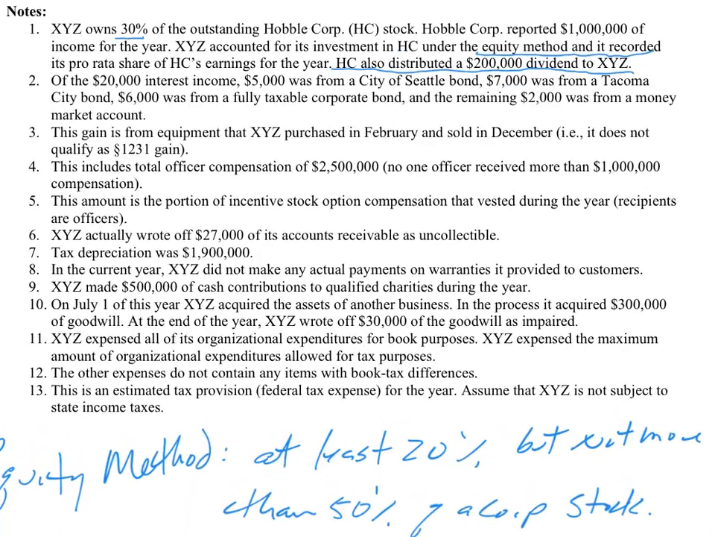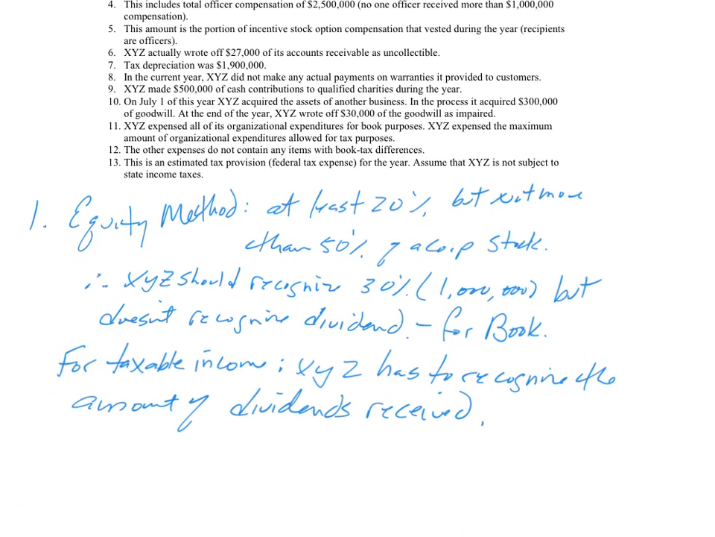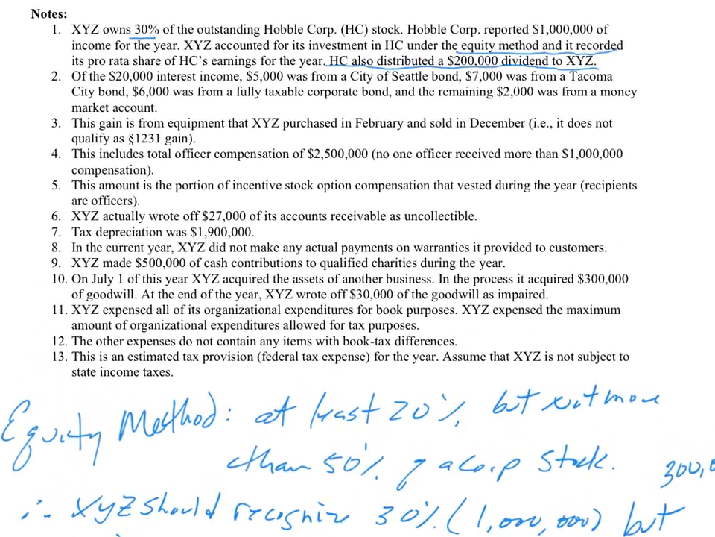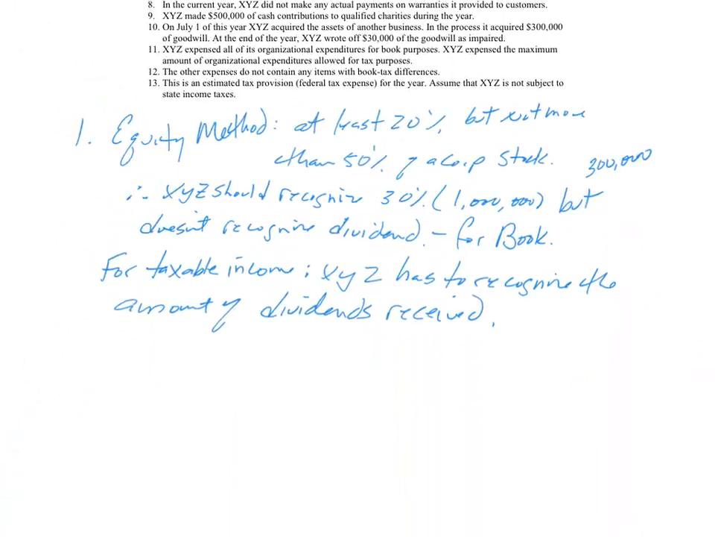So let's look back at one because we want to make sure we understand what's going on. For book purposes, they're going to use the equity method. And so what are they going to recognize as income for book purposes? I never put the actual number in. They're going to recognize $300,000. That's fine. What are they going to recognize for tax purposes? Well, for tax purposes, they're going to recognize the dividend, which is $200,000. So what is their book to tax difference? And is it temporary or permanent?